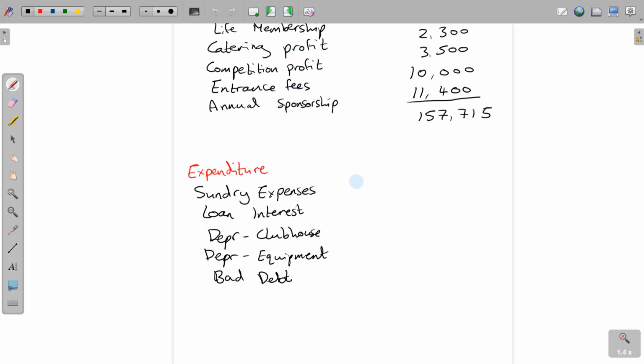Now, sundry expenses. So when we did the little bit of work on the sheet, we got 122,850. So we'll just do 122,850. So that was when you took away the wages due. The loan interest was 2,400.